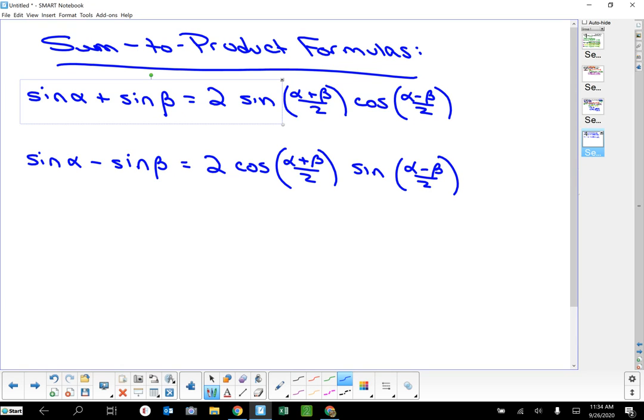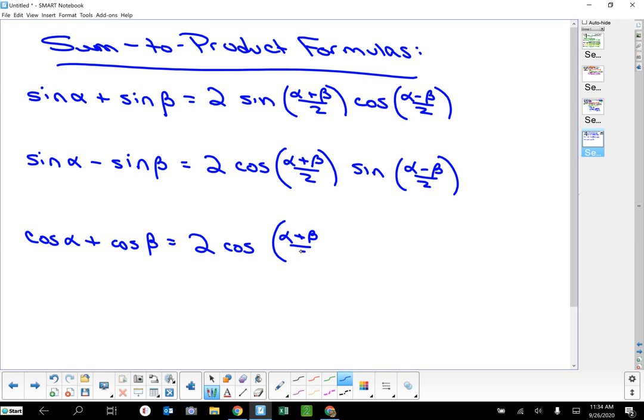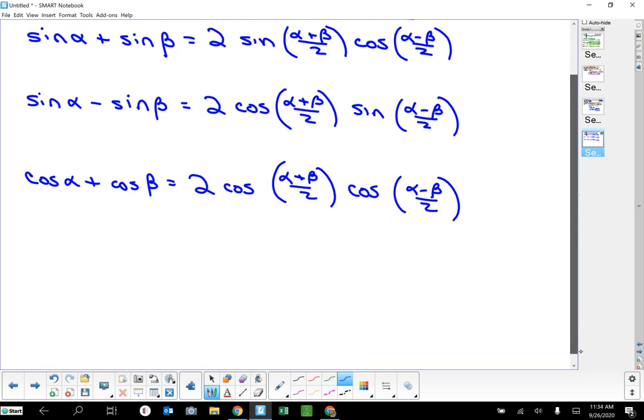The next one is cosine plus cosine. Cosine alpha plus cosine beta equals 2 cosine alpha plus beta over 2 cosine alpha minus beta over 2. Make sure you're not putting any signs in here on the right-hand side between the two trig functions, right? They're addition and subtraction on the left, going to multiplication on the right-hand side.